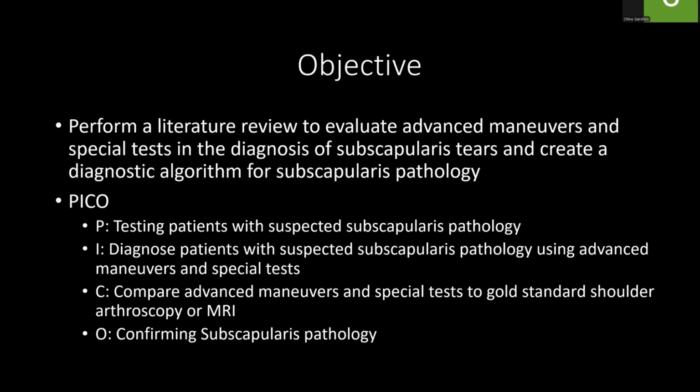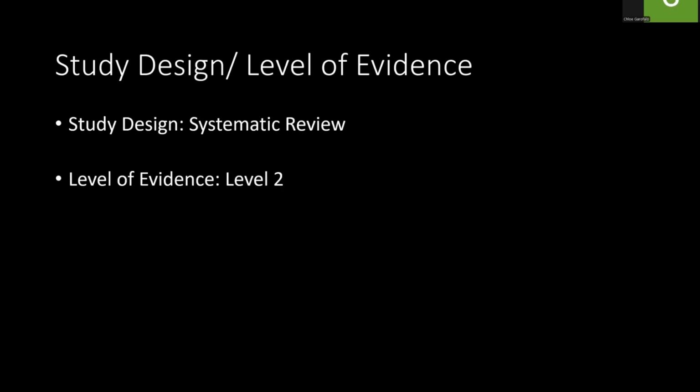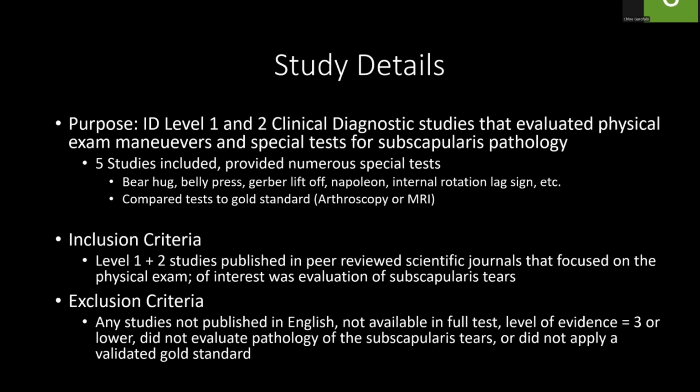The PICO: P is patients with suspected subscapularis pathology, I is to diagnose these patients using advanced maneuvers and special tests, C is to compare advanced maneuvers and special tests to the gold standard, shoulder arthroscopy or MRI, and O is to confirm the subscapularis pathology in the patients being tested. The study design is a systematic review, the level of evidence being level 2.